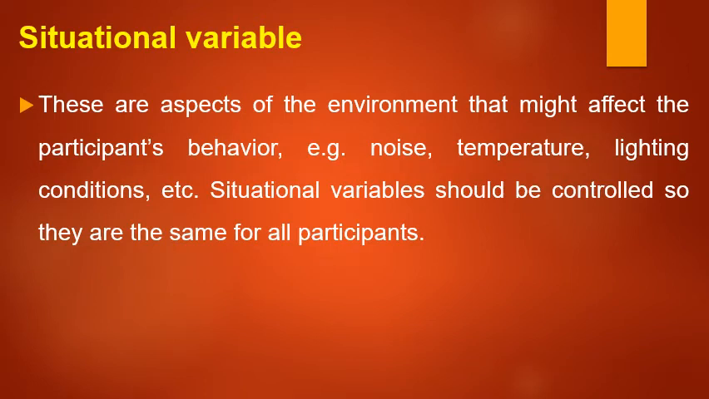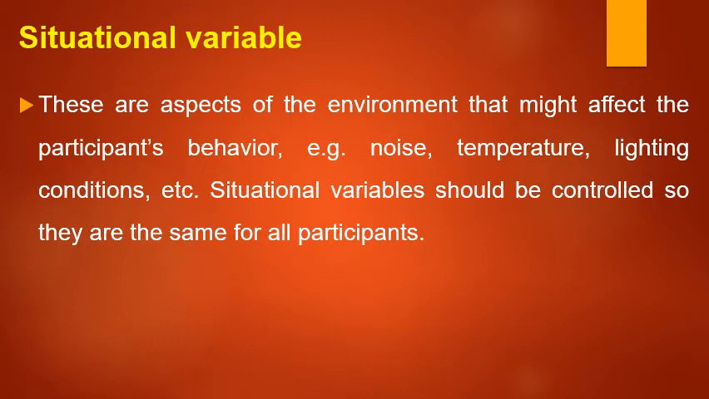Situational variable. These are aspects of the environment that might affect the participants' behavior. For example, noise, temperature, lighting conditions, etc. Situational variables should be controlled so they are the same for all participants. So if you want to assess the temperature of a group of people, then definitely you must have control over the atmosphere. Each person's body temperature will have some minor changes, but when they are exposed to a similar condition, it should be common for everyone, right?